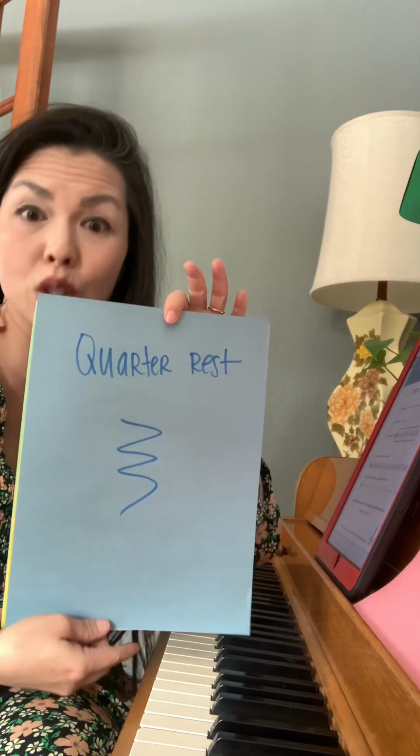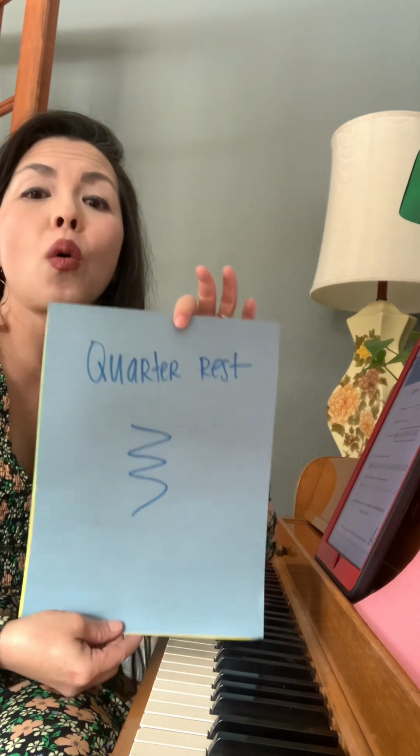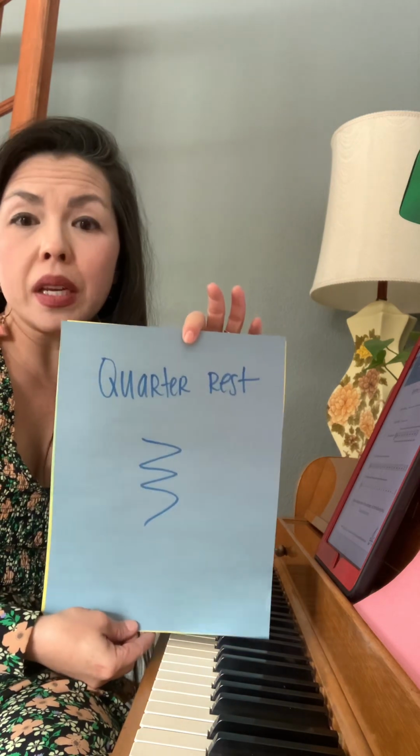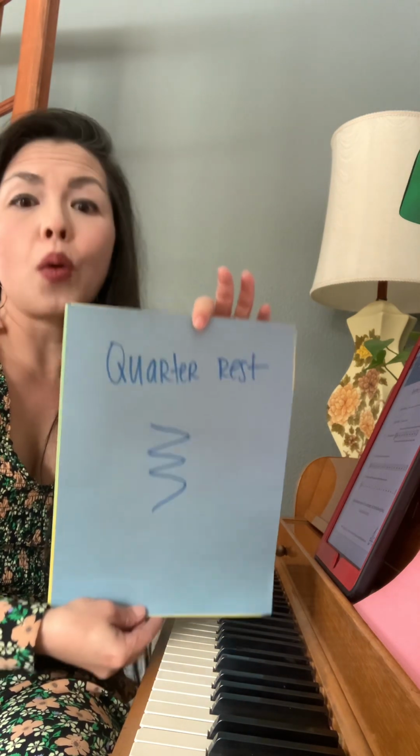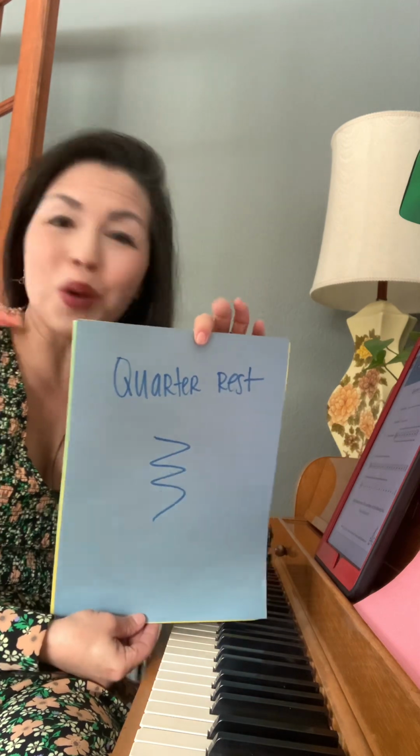Basically, it looks like a big squiggle. Okay, a quarter rest is one beat of silence. So it literally means to rest. You don't play anything. So if I was to play a quarter note and then a quarter rest, it would be quarter, rest. Pretty simple. You just don't play for one beat.